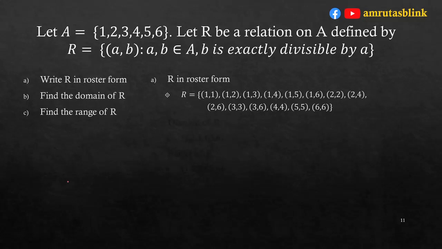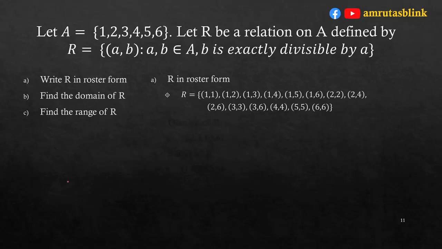Now after that we know that 2 cannot divide 1 completely. So we cannot consider (2, 1). Similarly we cannot consider (2, 3) also. But (2, 2) we can consider because 2 can divide itself completely. Besides, 2 can divide 4 also completely, and 2 can divide 6 also completely. So after the initial 6 elements, that is (1, 1), (1, 2), (1, 3), (1, 4), (1, 5) and (1, 6), we need to move on to 2, that is (2, 2), (2, 4) and (2, 6).